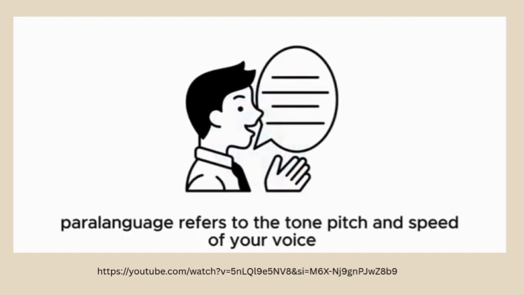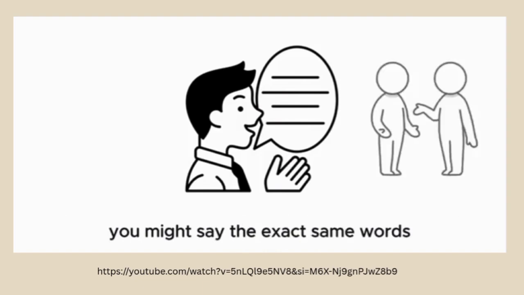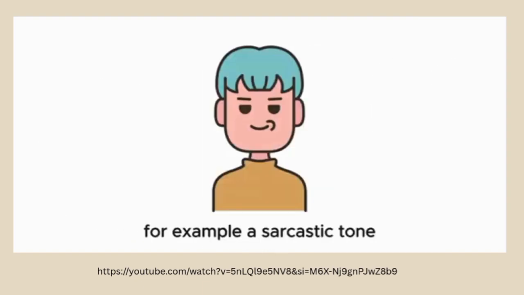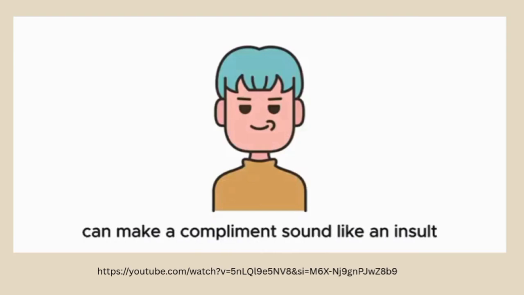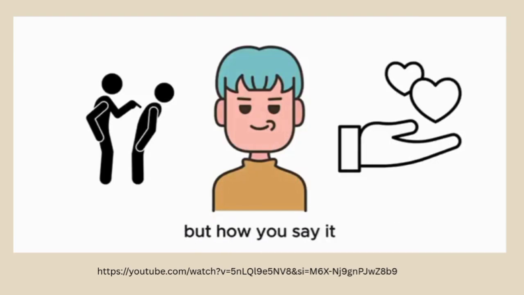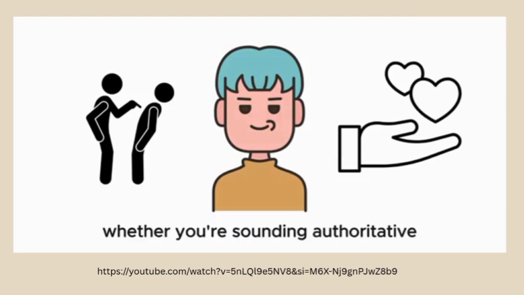Paralanguage. Paralanguage refers to the tone, pitch, and speed of your voice. You might say the exact same words, but the meaning changes depending on how you say them. For example, a sarcastic tone can make a compliment sound like an insult. It's not just about what you say but how you say it, whether you're sounding authoritative, hesitant, or enthusiastic.